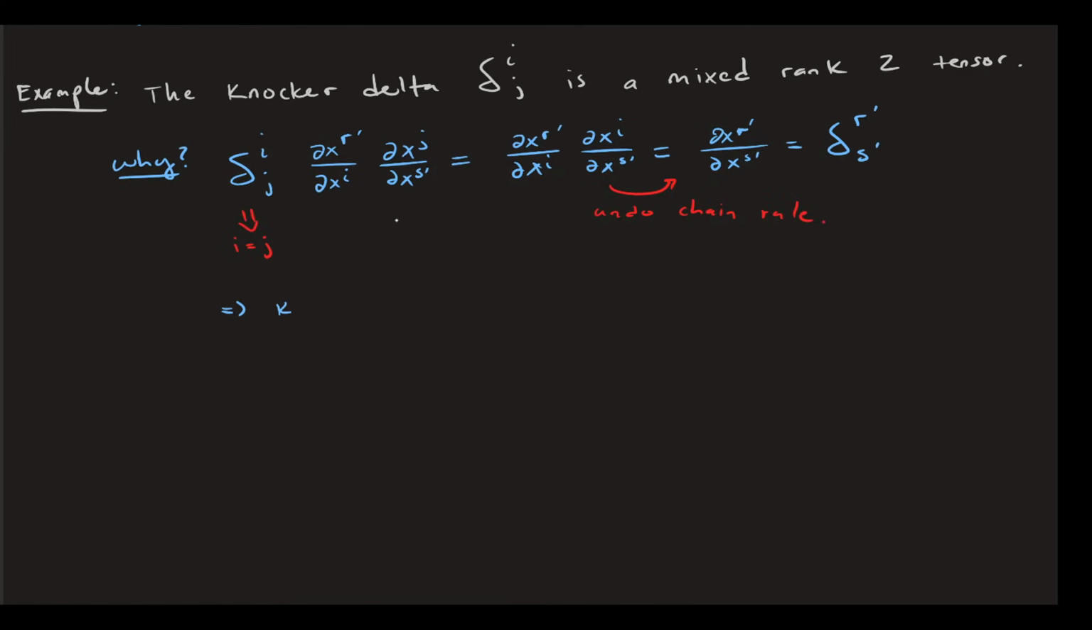So that means the Kronecker delta transforms like a mixed rank 2 tensor. So there's an example of a mixed rank 2 tensor, the Kronecker delta with one index up and one index down.